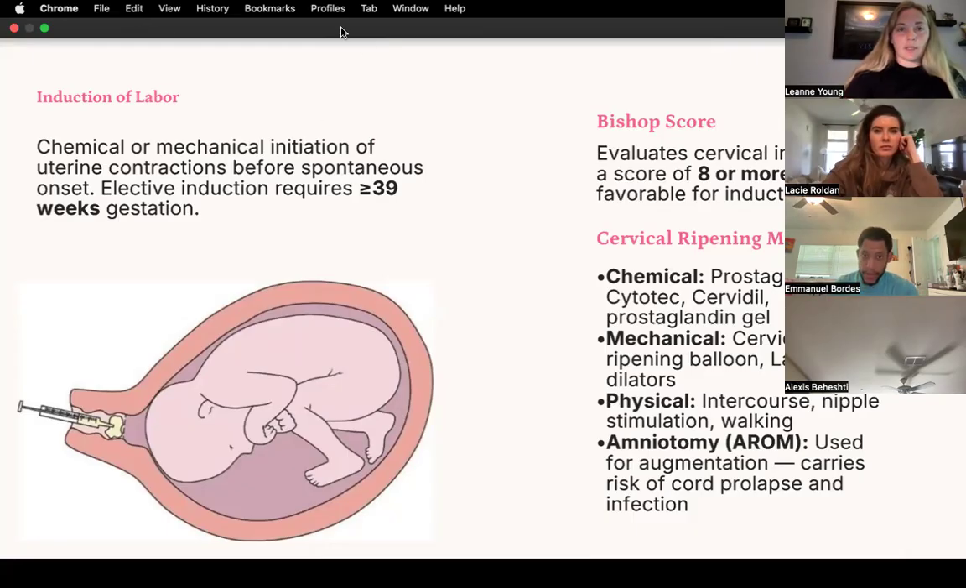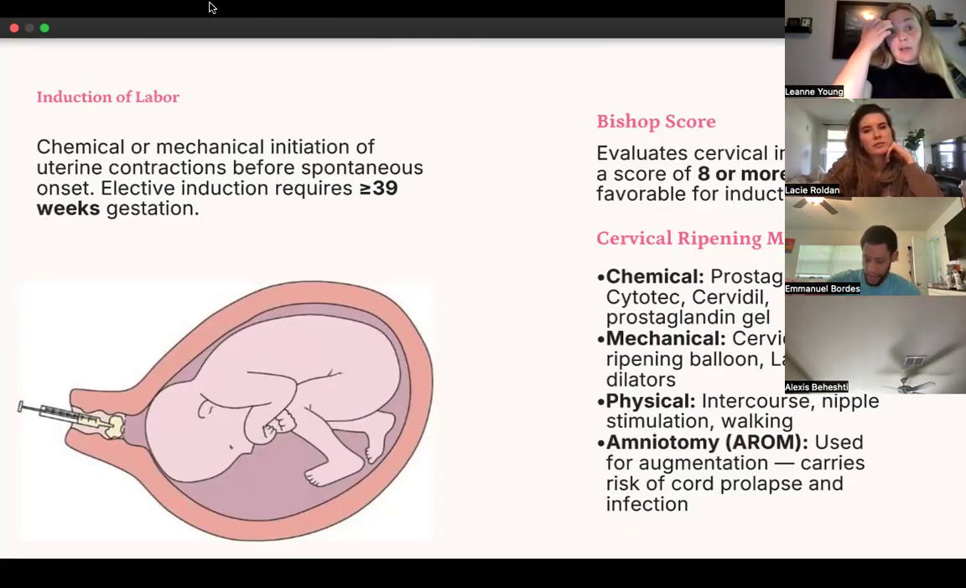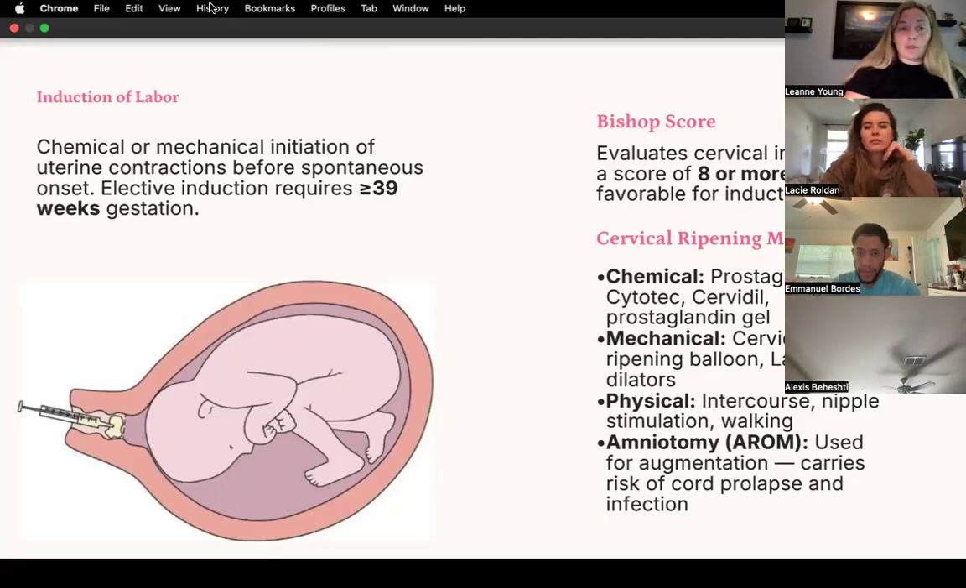All right. Let's talk now about our inductions of labor. So there are different kinds of inductions, and there's different kinds of indications for inductions, okay? An induction of labor is whenever we use a chemical or mechanical initiation of uterine contractions before spontaneous onset. So, we are actively putting mom into labor.